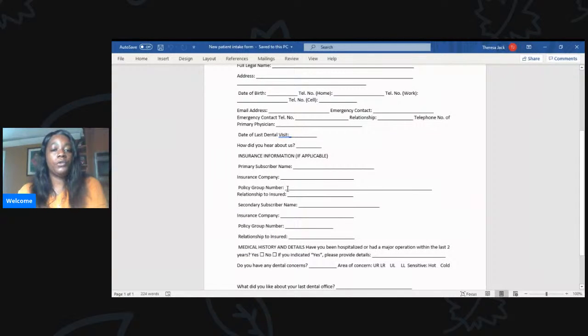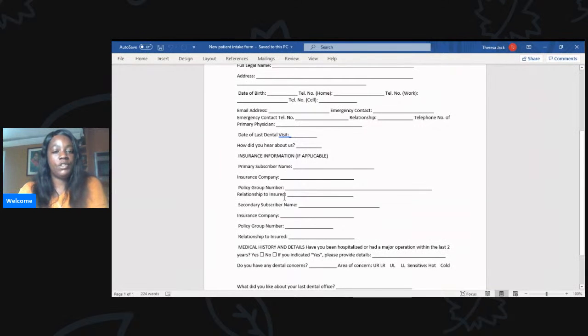The policy or group number is very, very important. You want to make sure that you are getting the patient's group number. For instance, let's just use Safeway as an example. Safeway could offer two or three different options, all under the same insurance company. And so we want to make sure that we get the group numbers, because those group numbers mean the coverage is different for each group number.